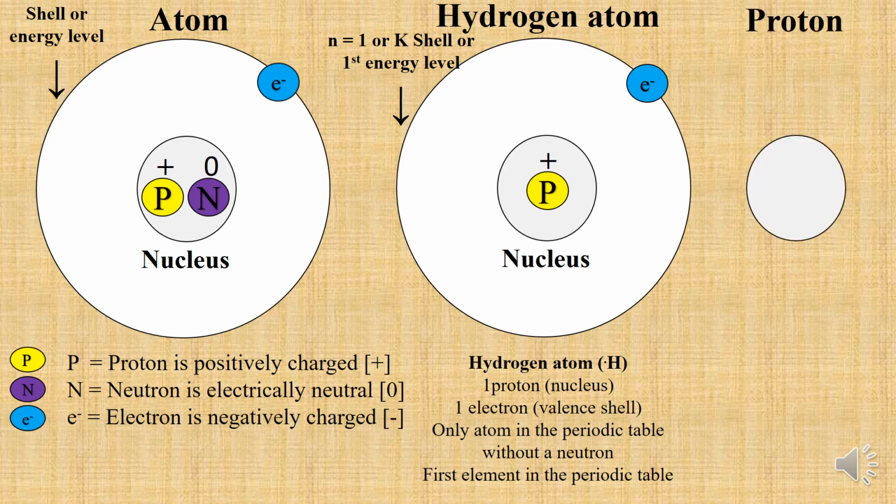What is a proton? Now, a proton is nothing but a hydrogen ion without an electron. Now, these two terms, hydrogen atom and proton, are very closely related, and it may be a bit confusing to students who are beginners in chemistry. So hydrogen atom has one proton in its nucleus and one electron in its valence shell, while hydrogen ion has only one proton in its nucleus without any electron.